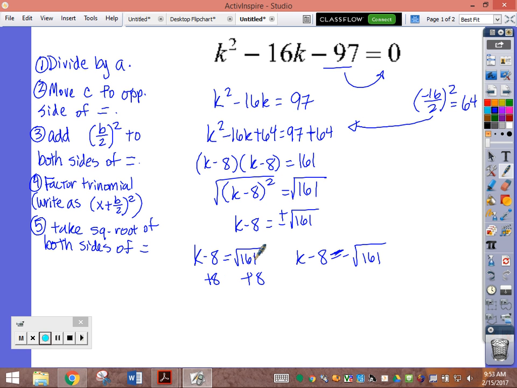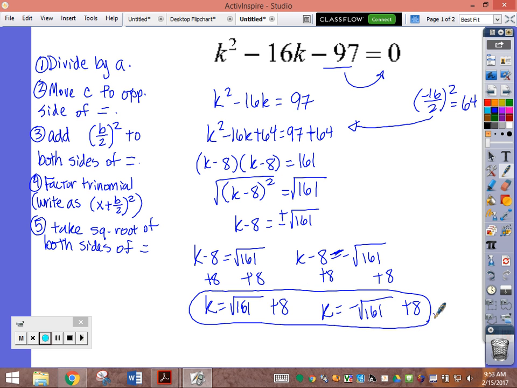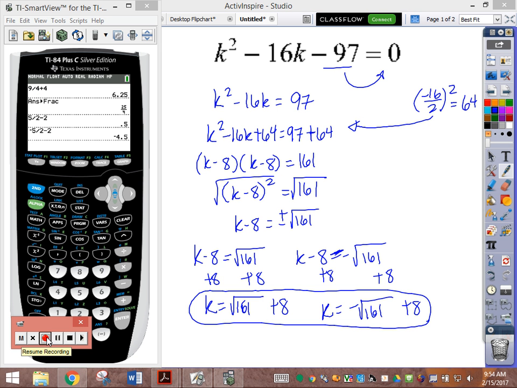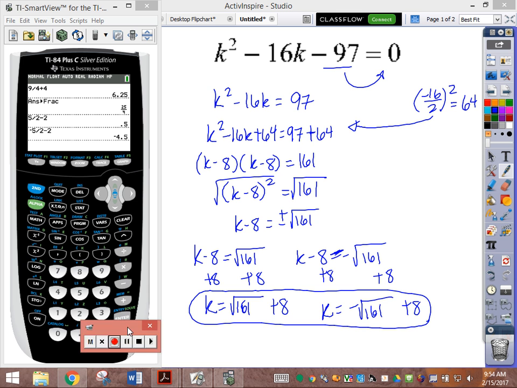Now, 8 and the square root of 161 are not like terms. So a simplified answer would just be the square root of 161 plus 8, and you would get k also equals the negative square root of 161 plus 8. So those would be my solutions. Now, one thing you always need to do is check your work. You may think, oh, that takes too much time, it's not worth it.